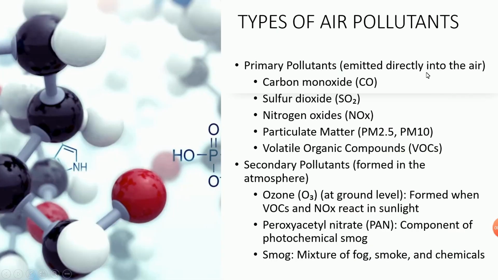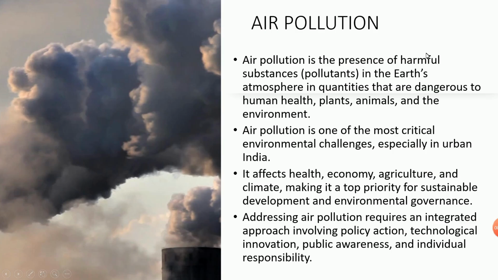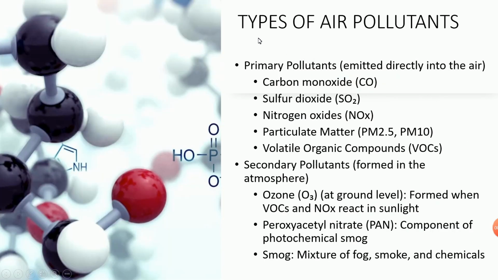So now, types of air pollutants. Air pollution is caused by pollutants. Note here, harmful substances, that is pollutants. In that itself, there are different types of air pollutants: primary air pollutants and secondary air pollutants. What are primary? They are emitted directly into the air, whereas secondary are formed in the atmosphere.